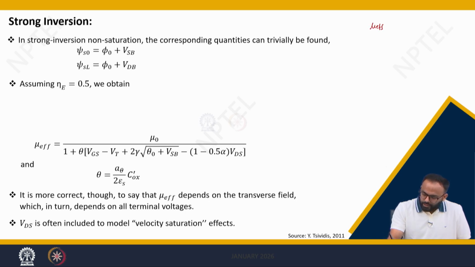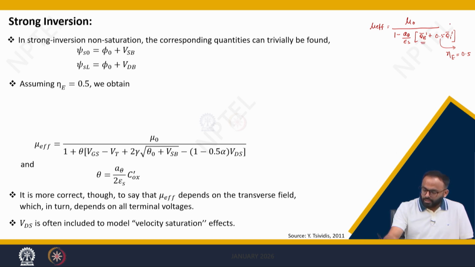So, effective mobility was defined as mu naught divided by 1 plus theta by epsilon s into QB dash plus 0.5 times QI dash average. Now, for simplicity in this case I am considering eta e equals 0.5. So, let us simplify this and then we will put back our derivation or our answer to this equation. Let us define the equation as 1. So, I am rewriting this part only, QB dash plus 0.5 times QI dash average.